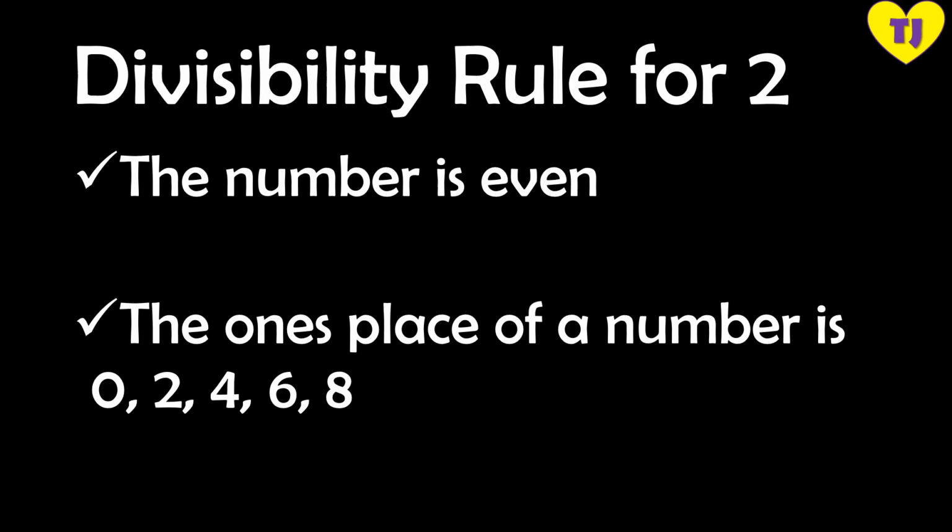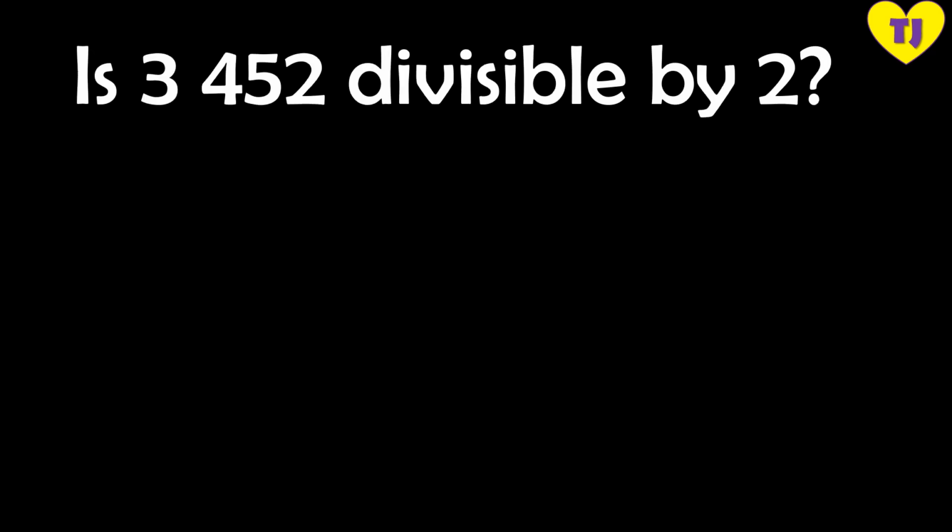So let's have our example. The first example here is if you want to know whether 3,452 is divisible by 2. All we have to look at is our first digit on the right side, meaning our ones place, which is the number 2. Remember, on the ones place, if you have 0, 2, 4, 6, 8, automatically it is divisible by 2. Since your ones place contains the number 2, automatically 3,452 is divisible by 2.